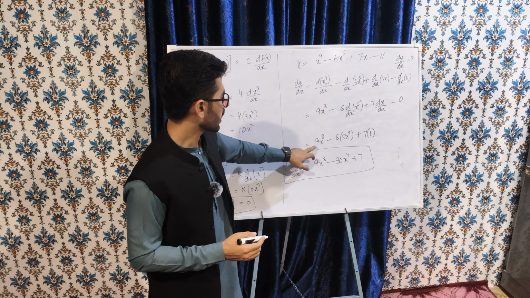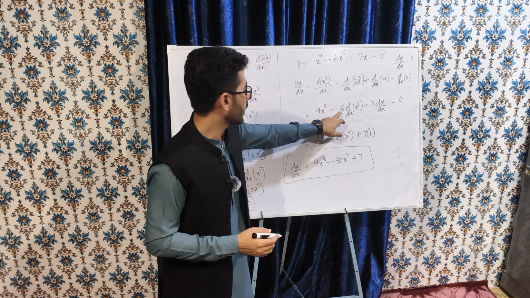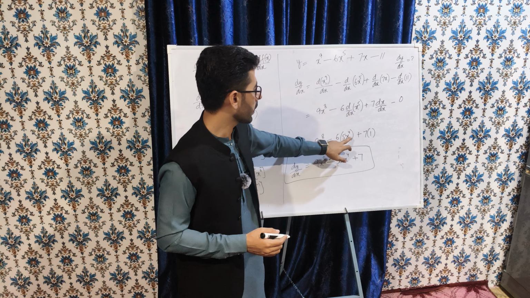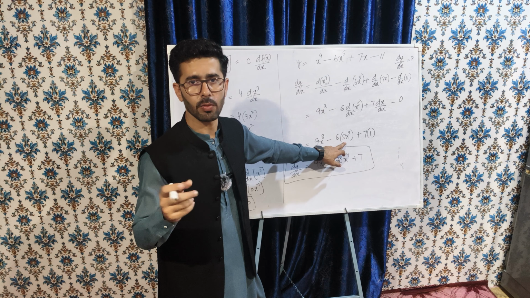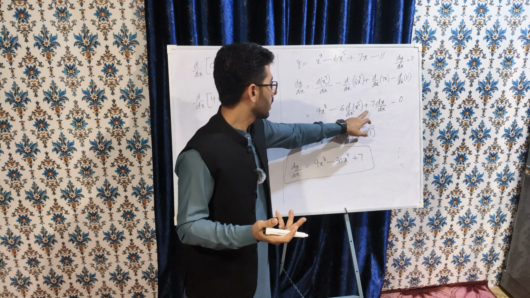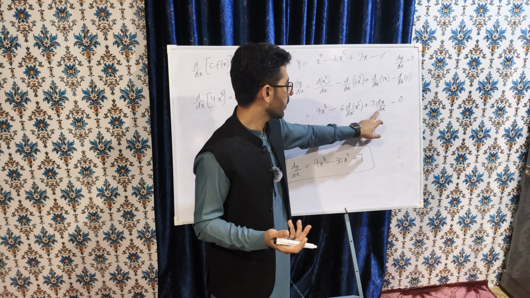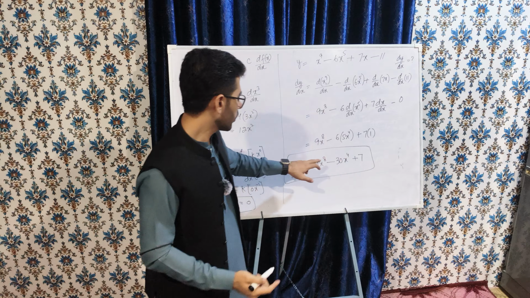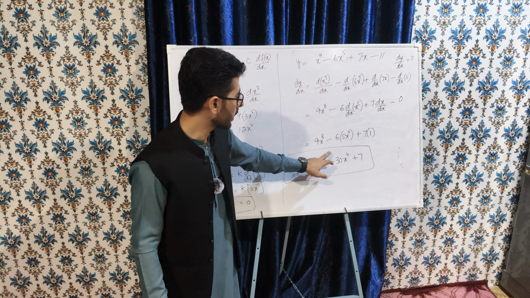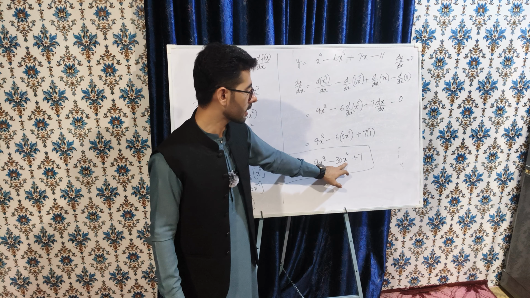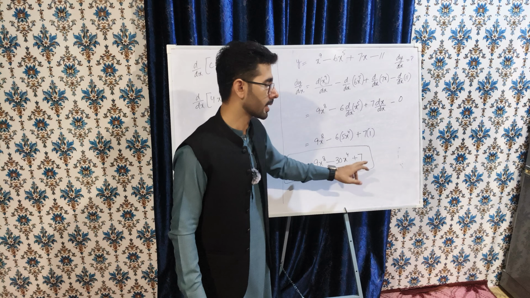So 9 times x power 8 stays the same, minus 6 stays the same. The derivative of x power 5 is 5x power 4, we know by the power rule. 7 stays the same. The derivative of x is 1, again by the power rule. So 9x power 8 minus 6 times 5 is 30. So that's 30x power 4 and plus 7.